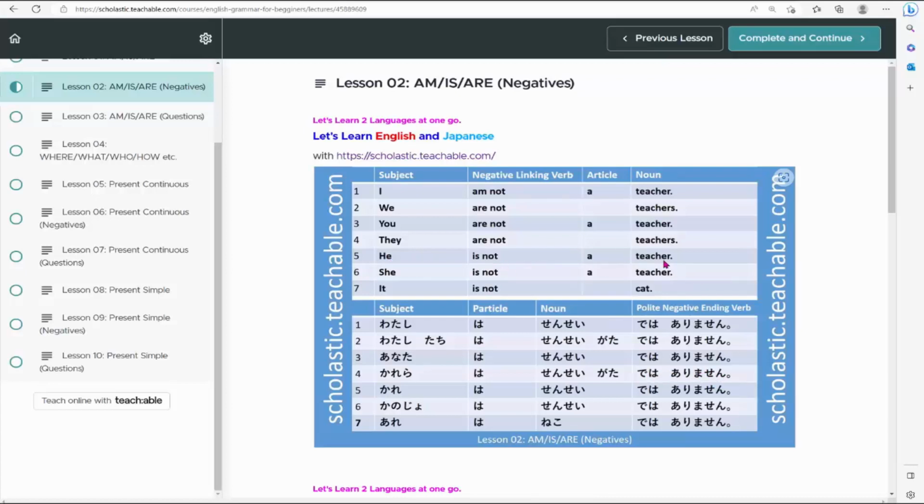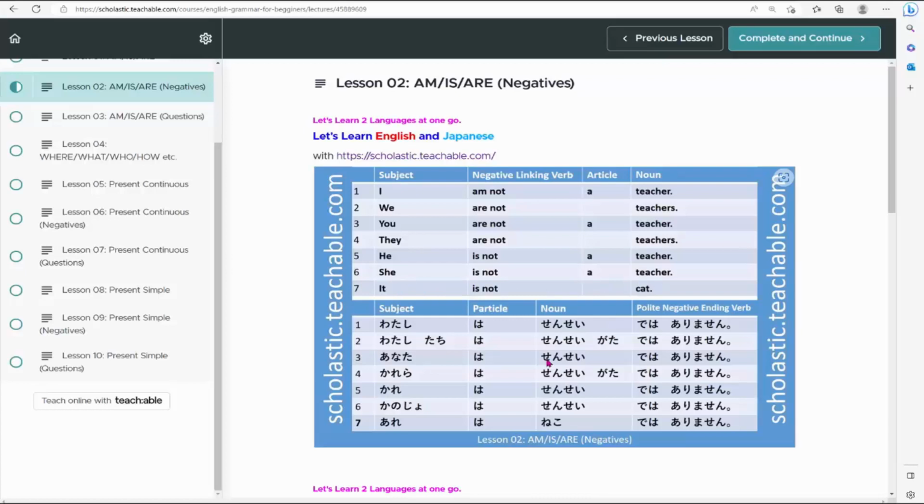Similarly, he is not a teacher. Again, "is not," and "he" is a singular word, and therefore it is "a teacher," not "teachers." So he is not a teacher. Kare wa sensei de wa arimasen. Kare, he, wa sensei de wa arimasen.